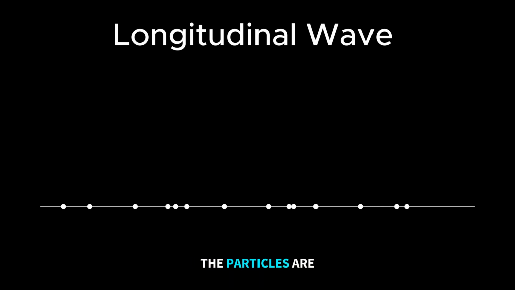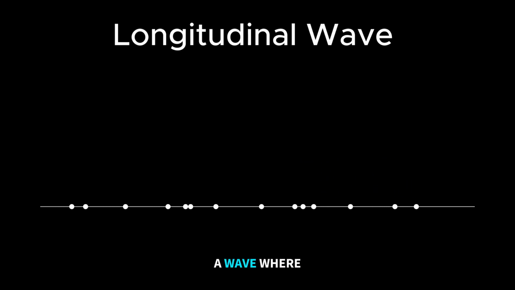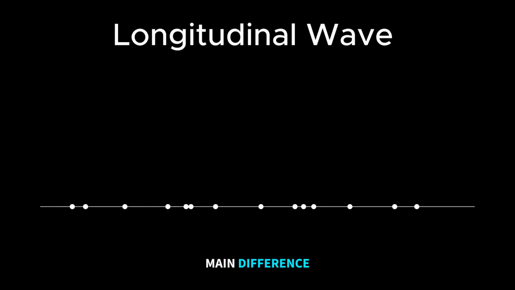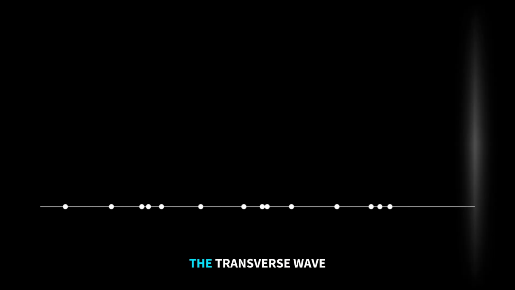Now, in this case, the particles are vibrating horizontally, but the wave is still propagating to the right because it started from the particle on the left, jumped to the next one, jumped to the next one, jumped to the next one. So this is what is called a longitudinal wave. A wave where the vibration of the particles and the direction of movement of the wave are parallel. The particles are vibrating horizontally and the wave is also moving from left to right. That is parallel.